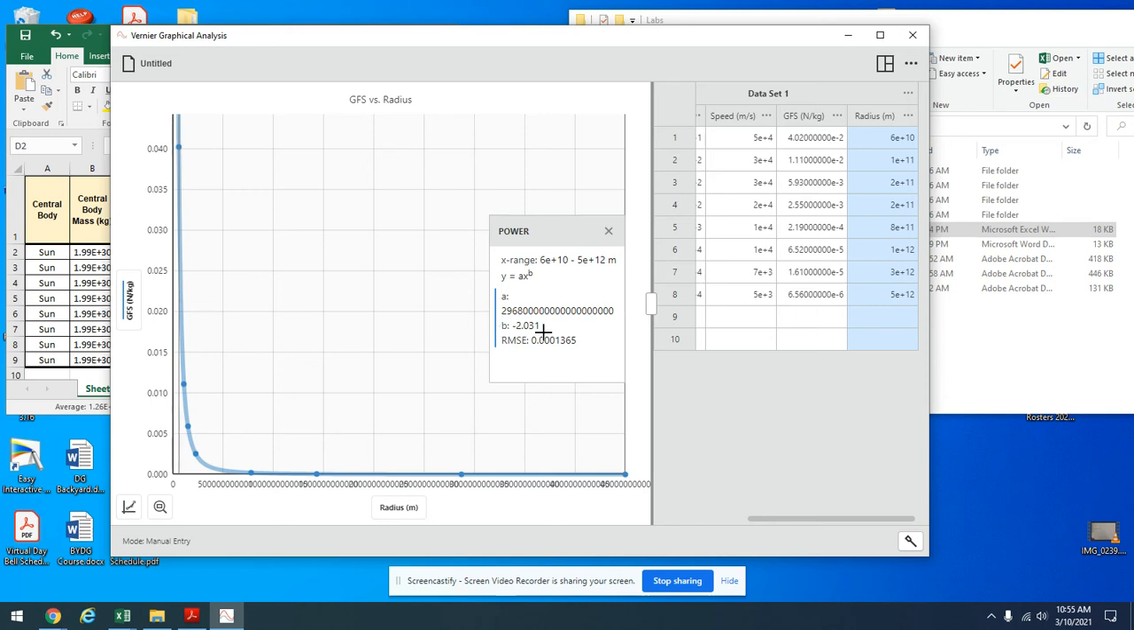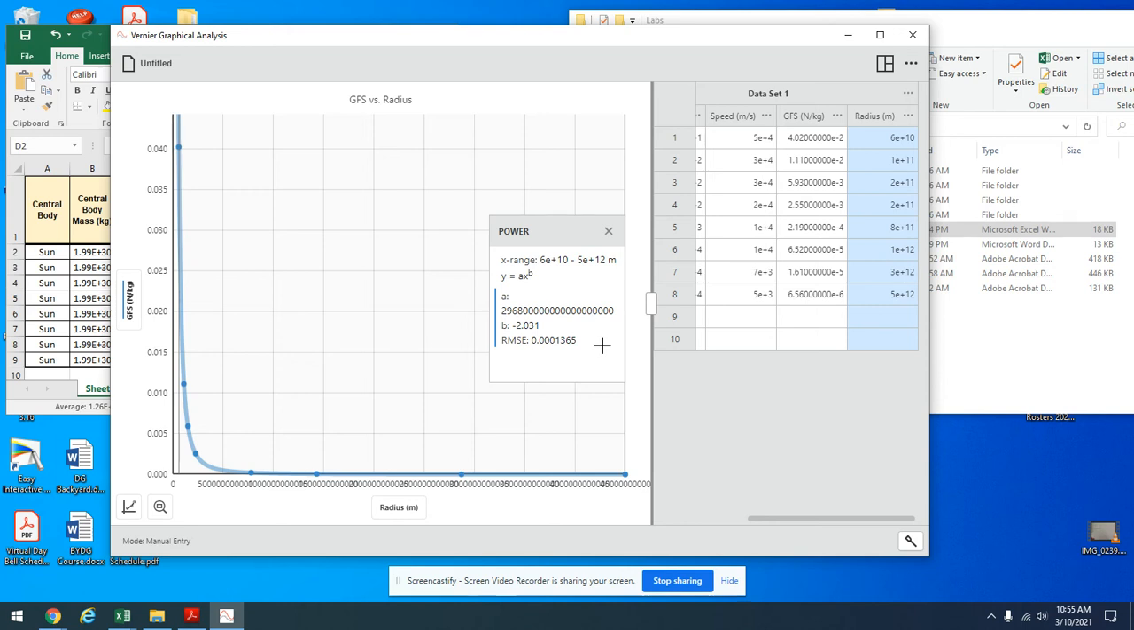So right here, you can see it's doing a fit of this type. Y equals coefficient. I'm not going to worry about what that coefficient means right now, but you should record it in your lab report. The x to the b power. And we're interested in looking here at what this b power is. And you can see that it's negative 2.031.